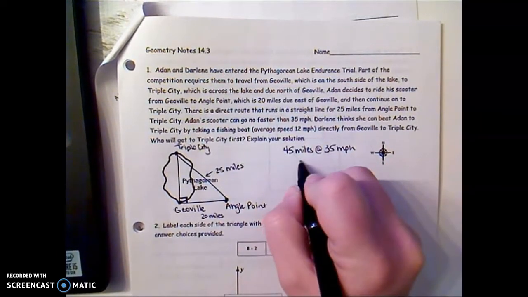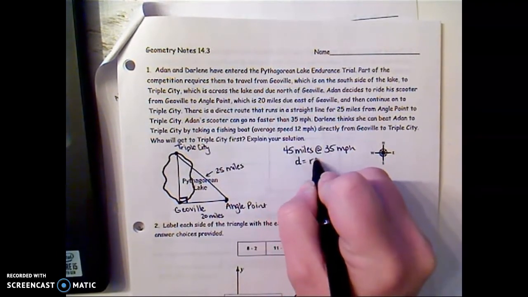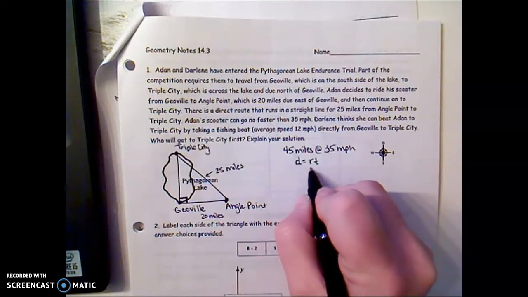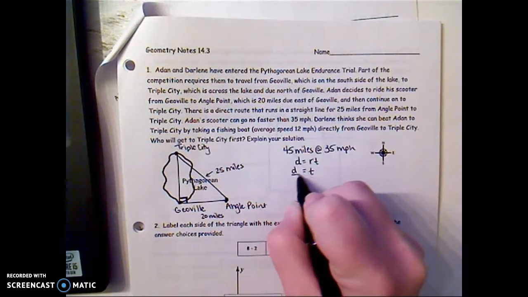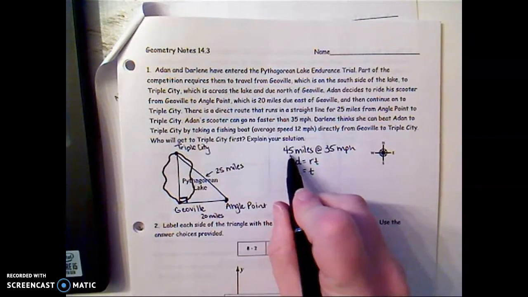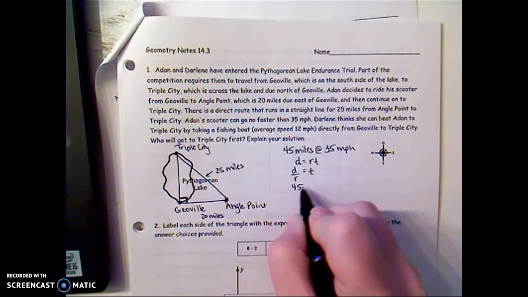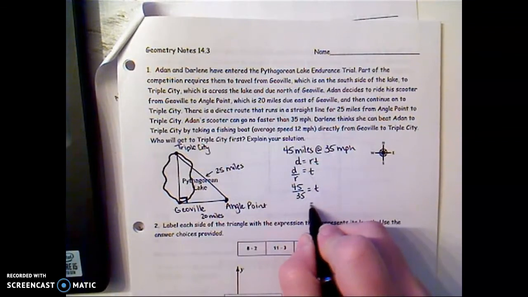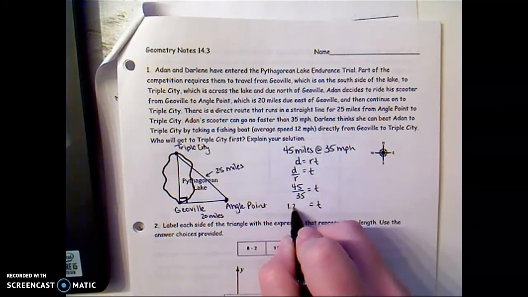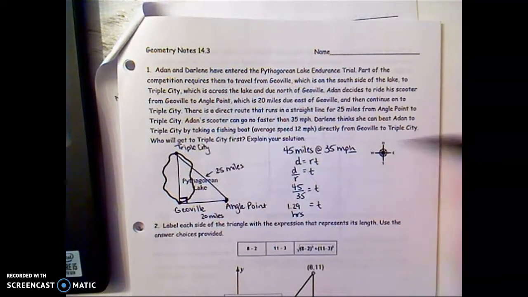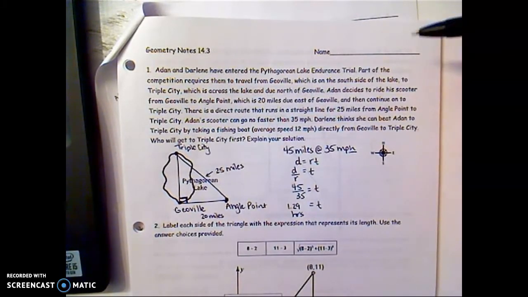Now remember, you should know this formula. Distance is equal to rate times time. So if we want to know how much time it's going to take him, we're going to take his distance and divide it by his rate. So we need to divide 45 by 35 to find his time, and his time is about 1.29, and it would be in hours since his rate is in miles per hour. So it's going to take him approximately 1.29 hours.